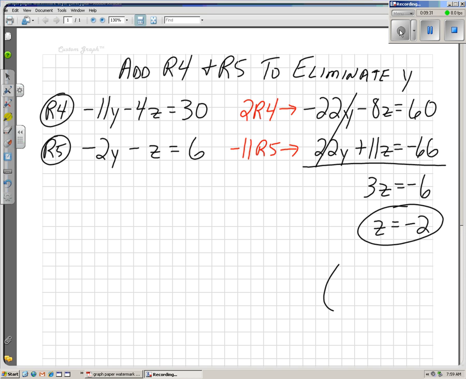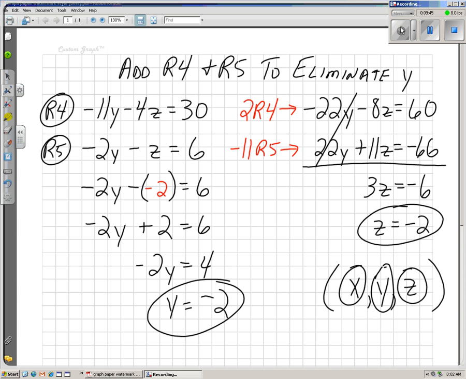Hey, that's one of my 3 coordinates. Remember, we're looking for an x, a y, and a z. I just found z. We've got to go back and find y, and then go back and find x. That's back substitution. We're working backwards through the problem to find x and y. And I find my y is -2. Now the last thing is to go back to one of our 3 original equations, row 1, row 2, or row 3, whatever looks easier.